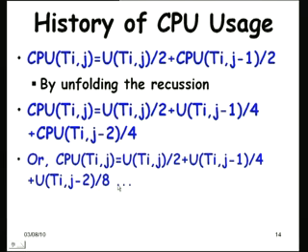So, we can get this relation CPU Tij is u Tij by 2. So, that is the CPU utilization in the last time slice has 50% weightage. The utilization at the time slice just before that, the j minus 1th time slice, is given 25% weightage, j minus 2 time slice is given 12.5% weightage, and so on. This is geometrically decreasing weightage to the history of CPU utilization.